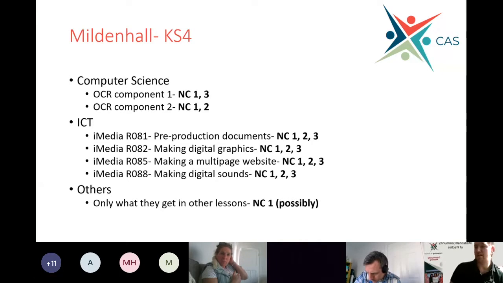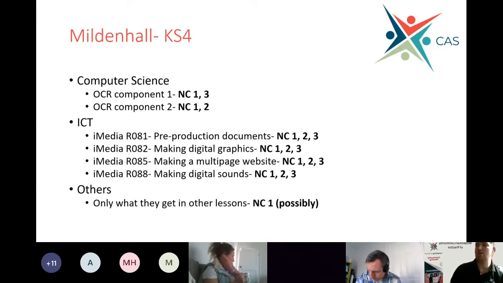Then we've got ICT on top of that, so we do the iMedia. Again, that hits most of the strands when we're doing it, but again, there's only about 20 to 30 students doing it, so we're hitting about 60 students at best.